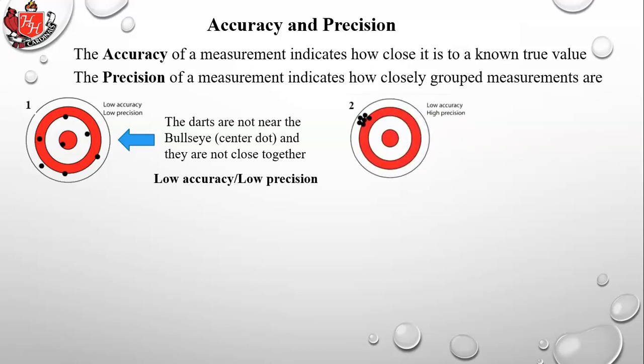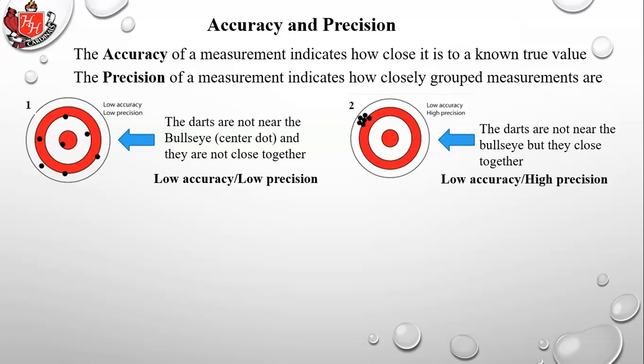All right, in this example we have low accuracy but high precision. So the darts are not near the bullseye, but they are close together. So that's low accuracy and high precision. So it means maybe your aim is just a little bit off. You're pulling your arm a little bit to the left. But you're getting them all to be in the same place, but they're not accurate. They're not where you want them to be. So that's high precision, low accuracy.